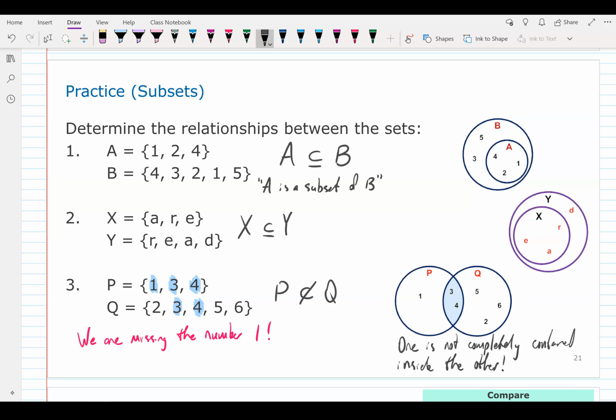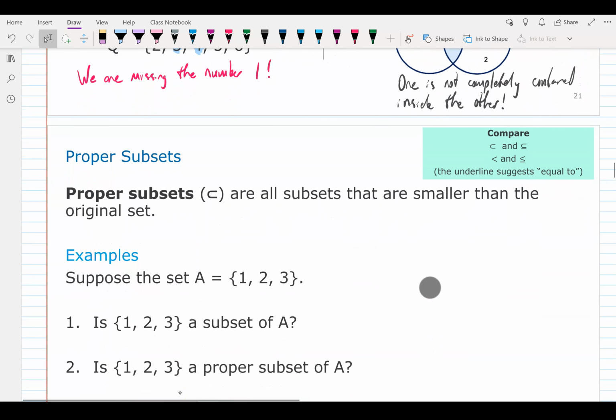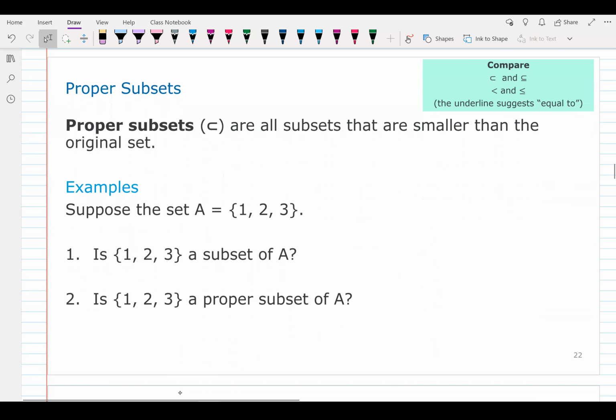And the next thing we're going to talk about is what's called a proper subset. So let's see what the difference between a subset and a proper subset is. Proper subsets, given by this symbol C with no underline, are all subsets that are smaller than the original set. Smaller than the original set. Maybe I should just highlight "smaller" as the big important term here.